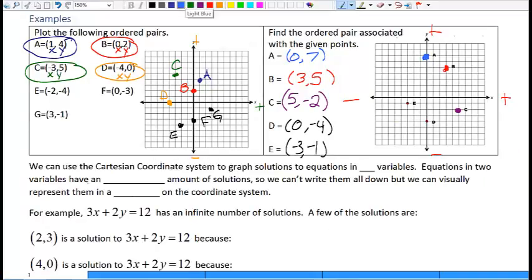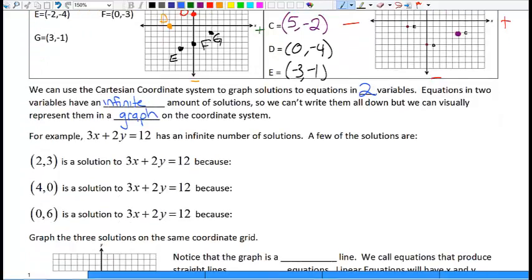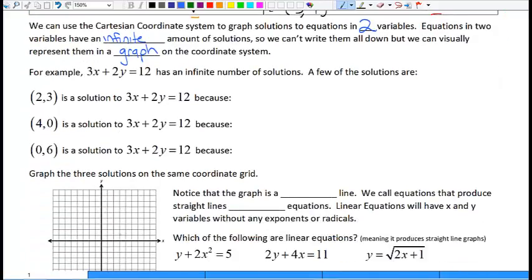Moving on, we can use the Cartesian coordinate system to graph solutions to equations in two variables. Equations in two variables have an infinite amount of solutions. So we can't actually write them all down, but we can visually represent them in a graph on the coordinate system.